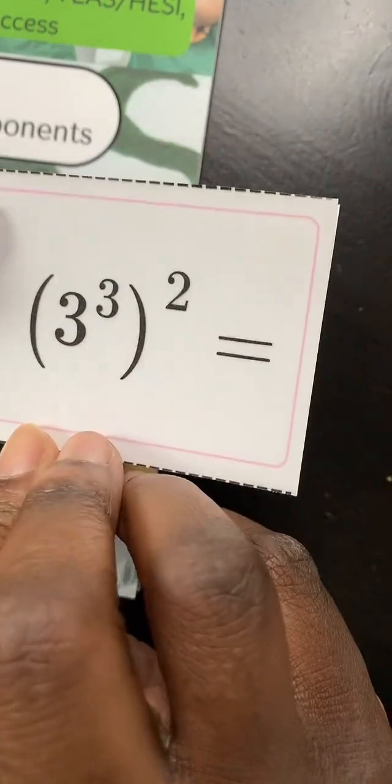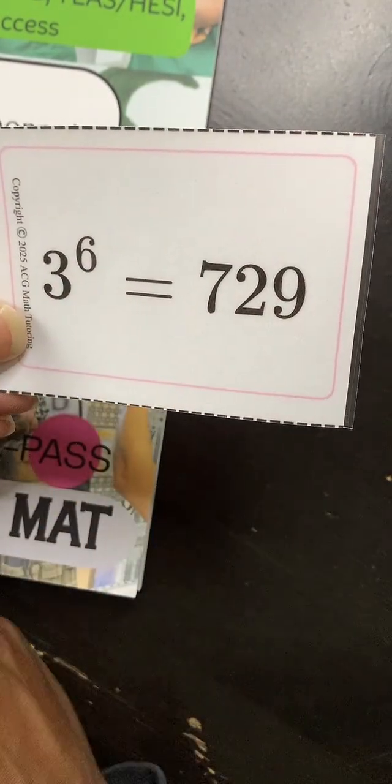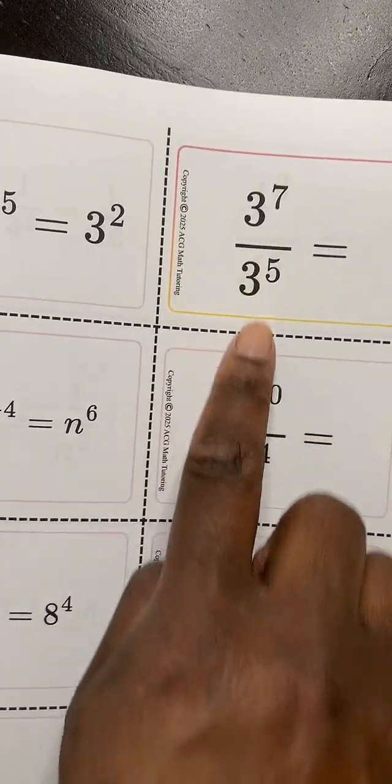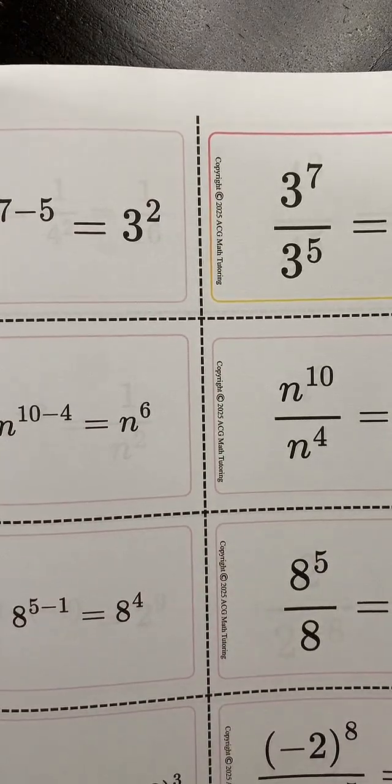So you can see, 3 to the third power raised to the second power. When you have a power being raised to a power, you multiply them. So it's going to be 3 times 2, which gives me 6. And then 3 to the 6th power gives me 729. So these are basically what these are. This side is going to be the question. This side is going to be the answer.